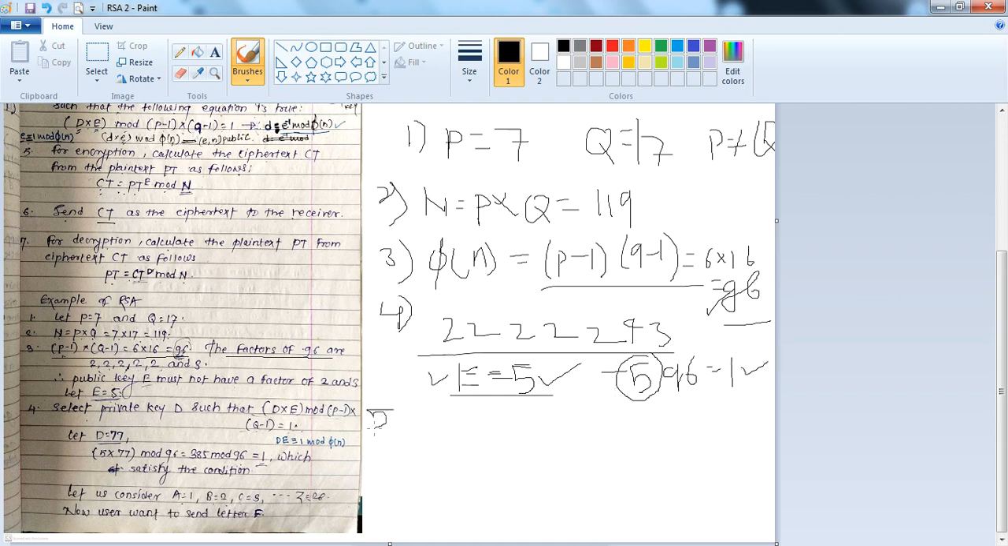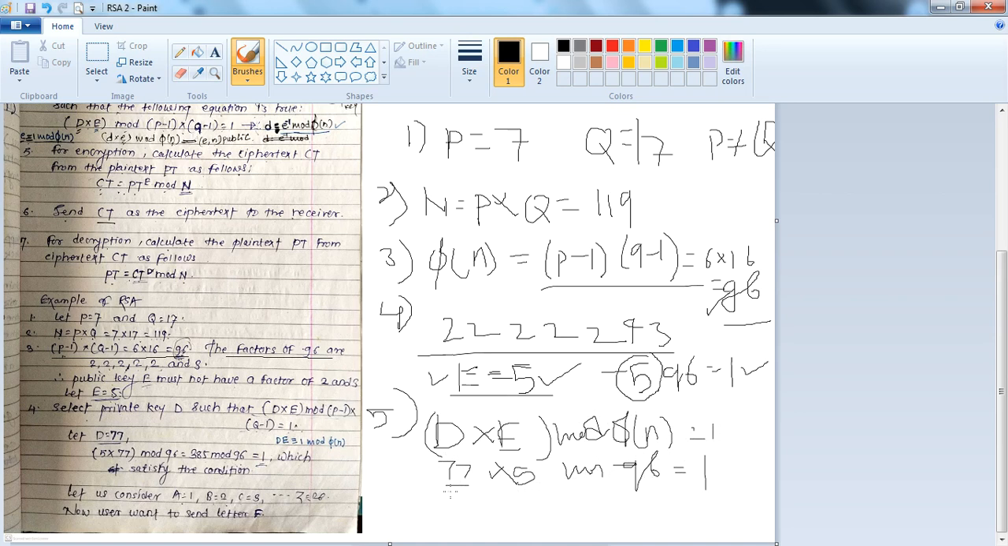Now step 5: calculate the D. We know D into E mod phi of n should be equal to 1. Then we select D as 77, into E which is 5, mod phi of n which is 96, and it comes to 1.